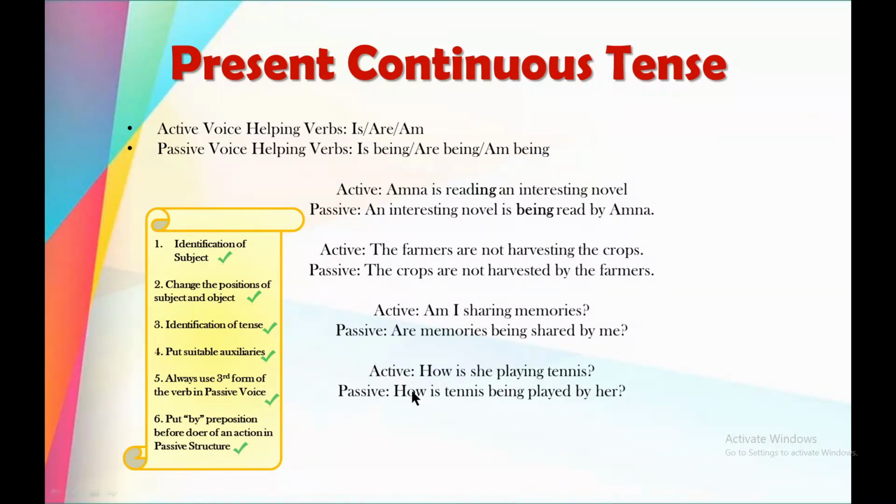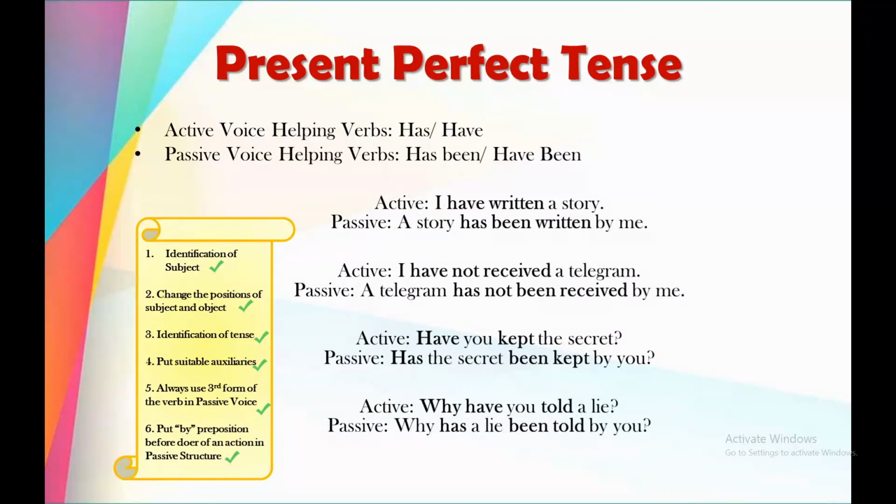So how, in passive structure as well? So how is tennis being played by her? So by following all 6 rules, we can easily transfer active structures into passive structures.